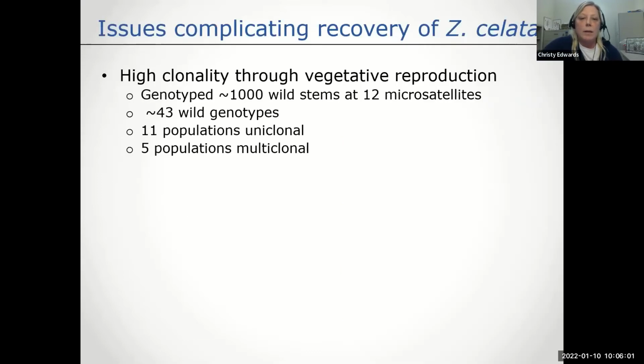So when you go to a population of this species, it looks like it could be a healthy population, but when you actually go out and genotype it, in total there are about 1,000 things that look like individual plants, but when we genotype them, it turns out that we've identified only 43 genotypes. So even though it looks like there are thousands of individuals, there are actually only 43. And not only that, of the 16 populations, 11 of them contain only a single genetic individual, and 5 of them contain more than one genetic individual. Next slide.